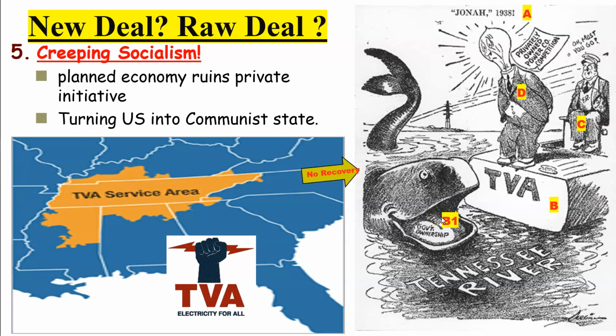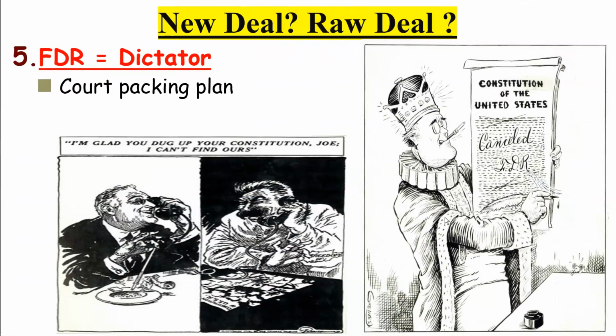This might go to another part of the economy being controlled by the government, and taking away free enterprise out of our economy and free ownership of goods. The other argument here, of course, is that FDR was becoming more like a dictator. His court packing plan was like it.